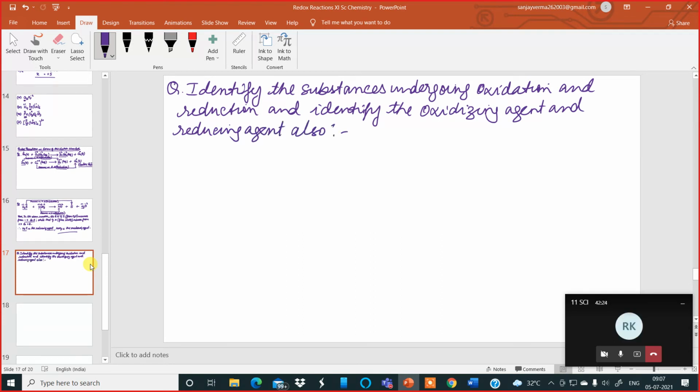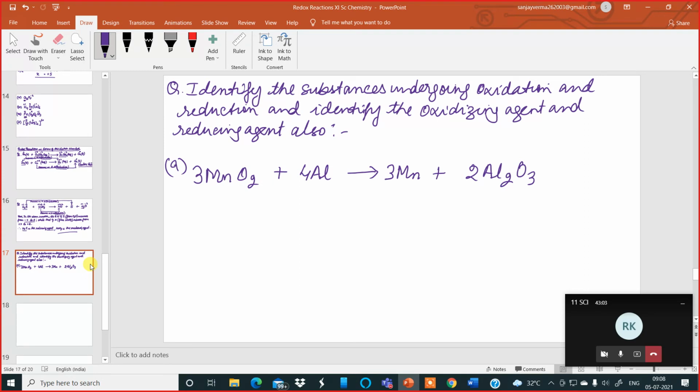Okay, so I'll give you two equations for your homework. Number A: 3MnO2, manganese dioxide, plus 4Al, aluminum, reaction between manganese dioxide and heated aluminum. It is going to give me 3Mn, manganese metal, plus 2Al2O3.